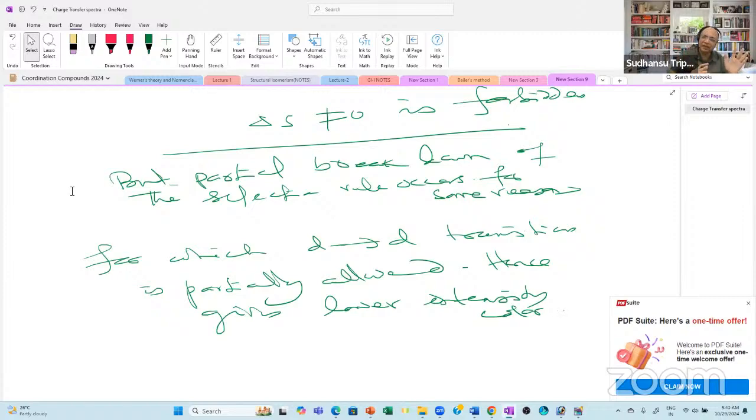In tetrahedral, a transition usually takes place from the lower set, that is e to t2, where in most of the metal ions the spin from the lower set will remain the same.